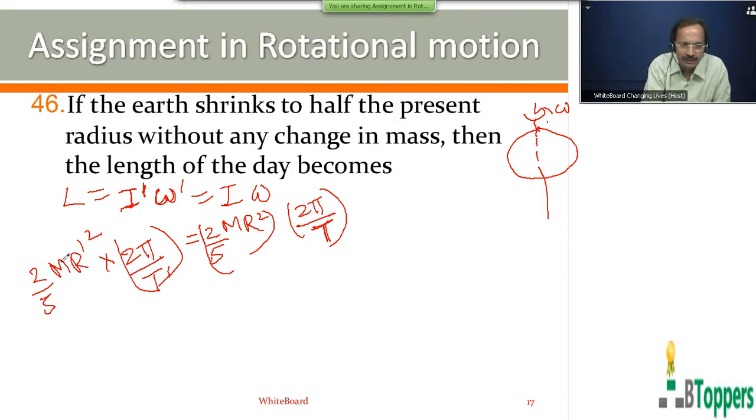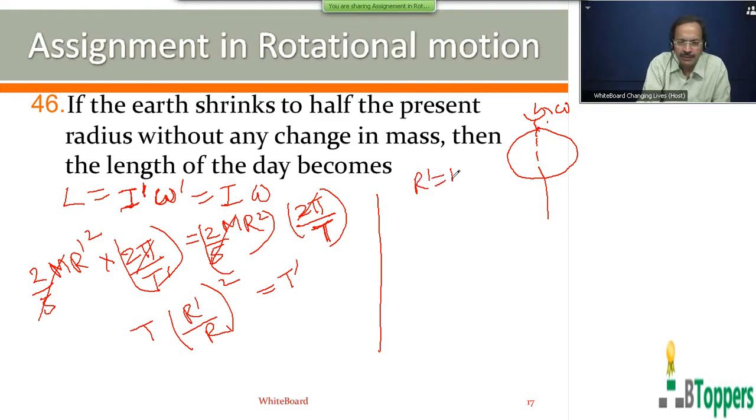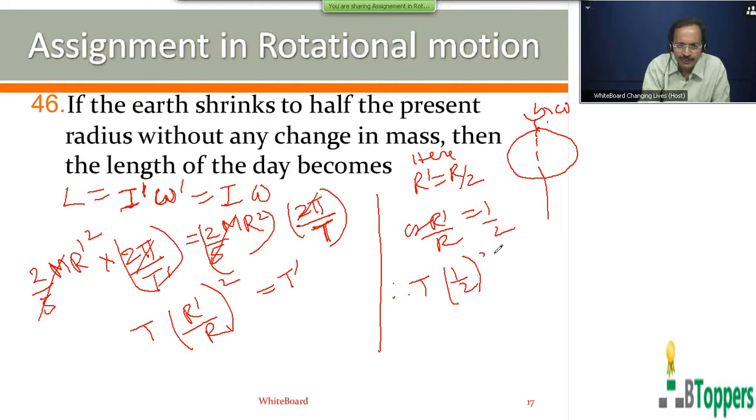So you can cancel 2m by 5 on both sides. 2 pi can also be cancelled. So you get T dash equal to T into r dash by r whole square. The new radius r dash is half of the original radius r here. So r dash by r you can substitute as 1 by 2. Therefore T dash is equal to 1 by 2 square into T, substituting r dash by r equal to 1 by 2.